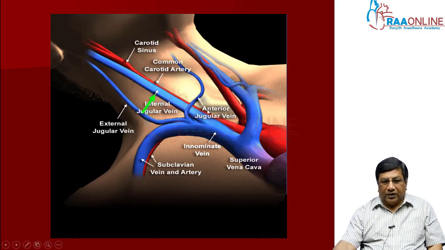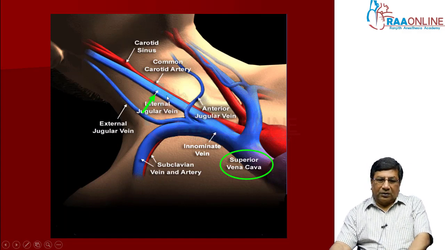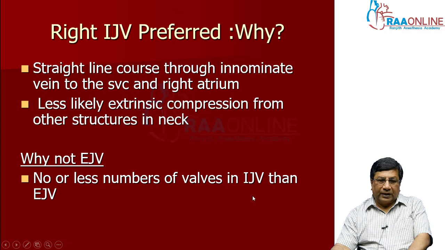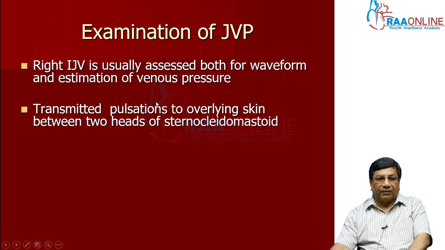Why we are interested in the right internal jugular vein is that it is in direct communication with the right atrium, whereas your external jugular vein here is a little angled, and it is also in communication with the right atrium and superior vena cava, and also it does not have valves. Because it does not have valves, it is going to reflect the true events which are happening in the right atrium. So these are the two important things. We must look at the right internal jugular vein, which is a straight line, and it does not have the valves.